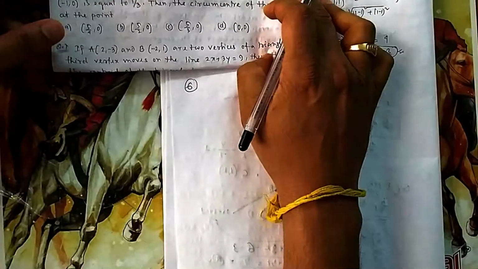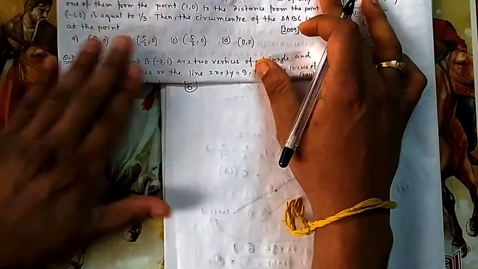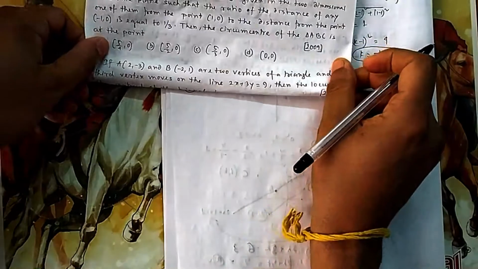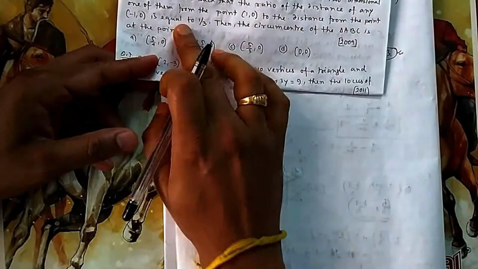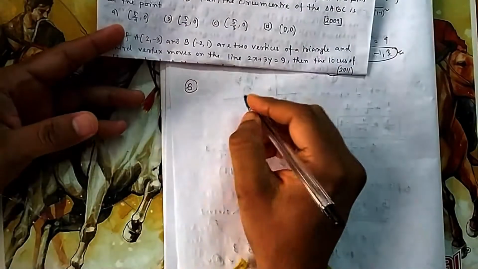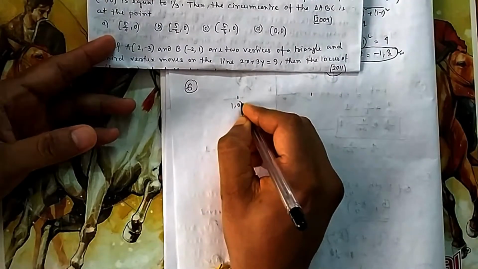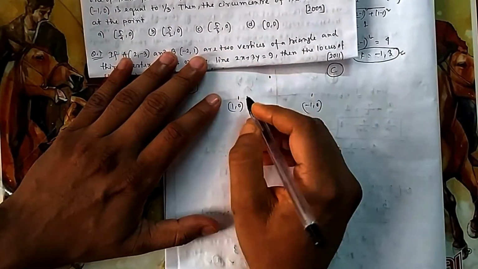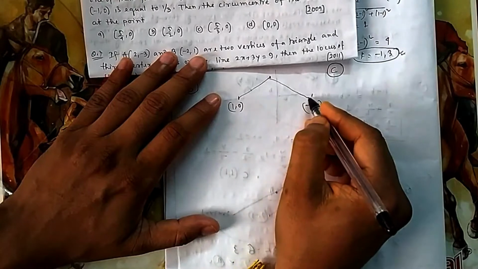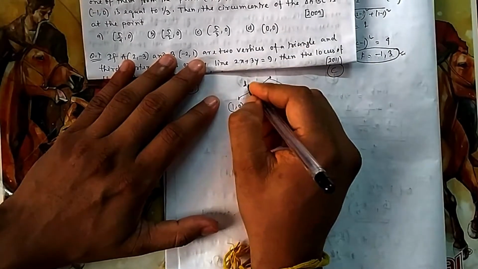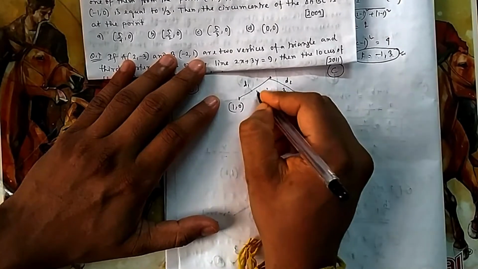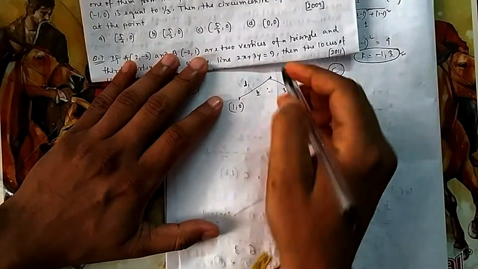Now if you come to question number 6: three distinct points A, B, C are given in a 2-dimensional coordinate system such that the ratio of the distance of any one of them from the points (1, 0) and (minus 1, 0) is equal to 1 is to 3. So there are two points, (1, 0) and another point (minus 1, 0). So there are 3 distinct points A, B, C in a 2-dimensional coordinate system so that the ratio of the distance from this and this, whatever distance, D1 to D2, should be 1 is to 3, that is 1 by 3, that is given.